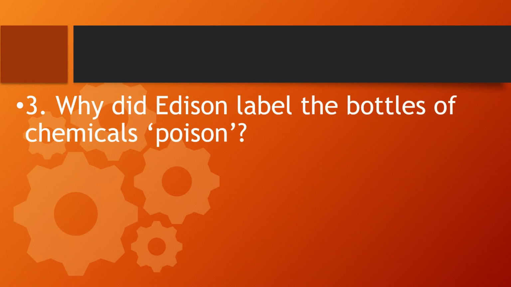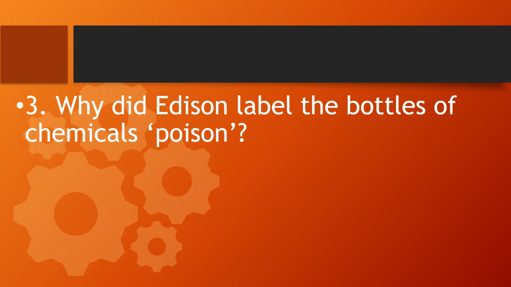Let us see number 3 now. Why did Edison label the bottles of chemicals poison? Now, do you remember, children? At the age of 10, he had made a laboratory in his cellar. A cellar was an underground room in the basement. It is a storeroom which is made in the basement to store things.